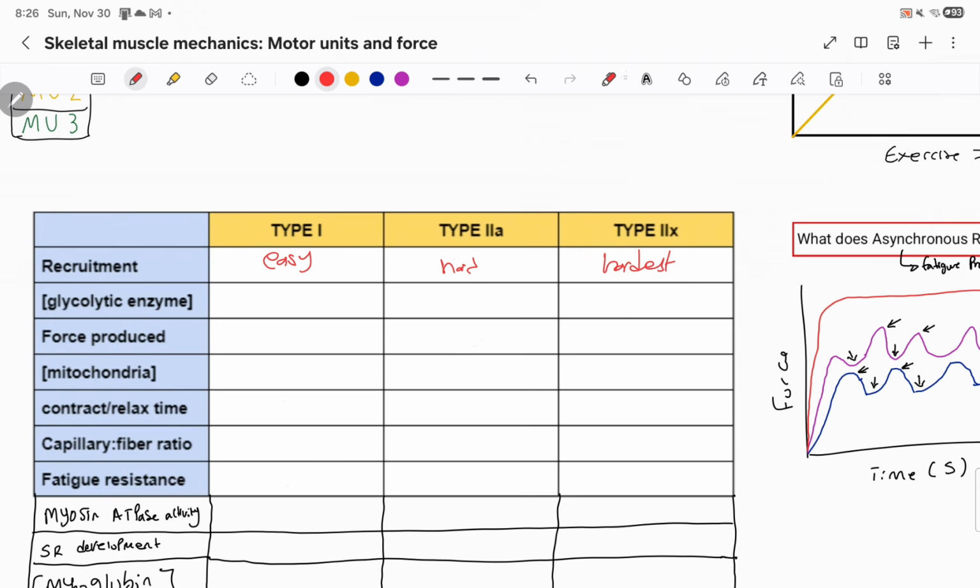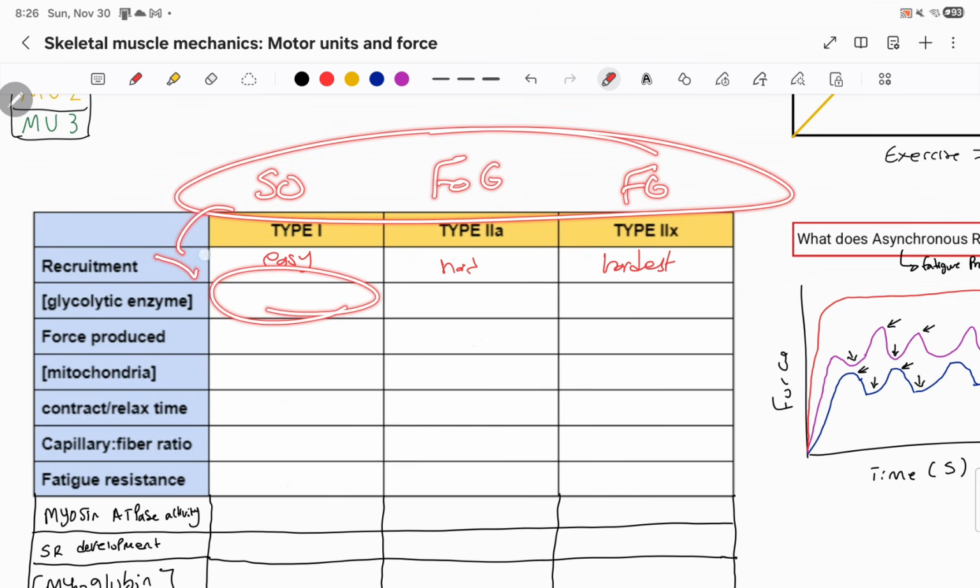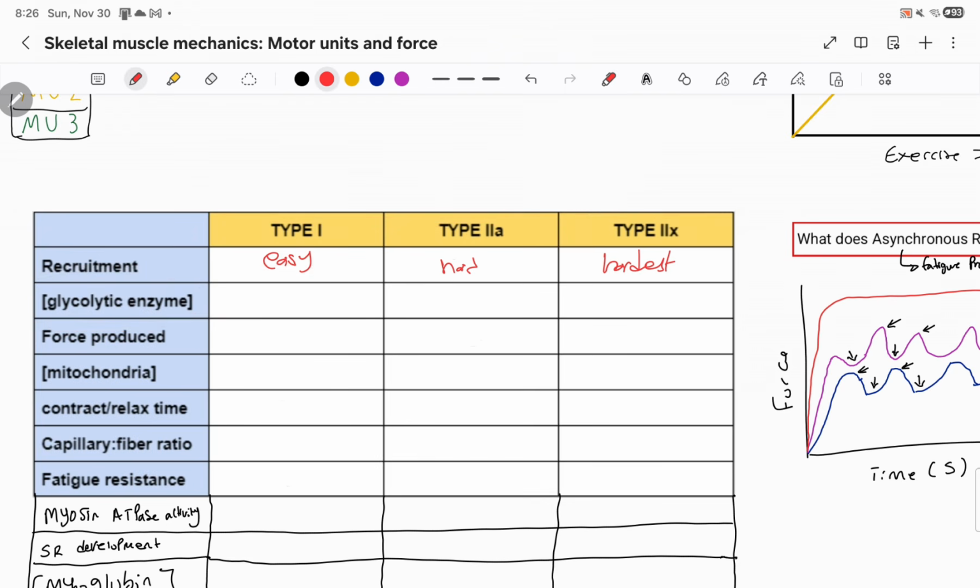Glycolytic enzymes, remember the name: slow oxidative, fast oxidative glycolytic, and fast glycolytic. The name tells you what you need to know. The glycolytic enzyme concentrations in a slow oxidative fiber are probably going to be not that high. Why? Because its main method of fuel is oxidative phosphorylation. So low. Type 2A, high. And then type 2X, highest. Okay?